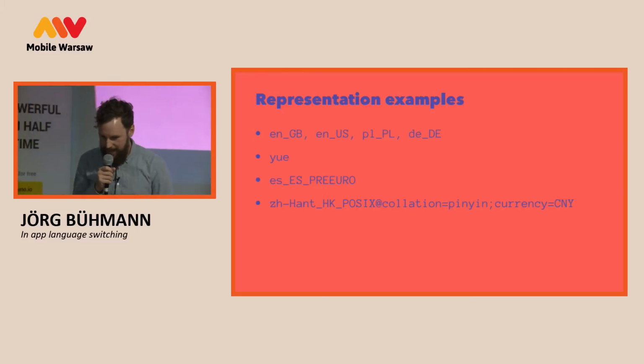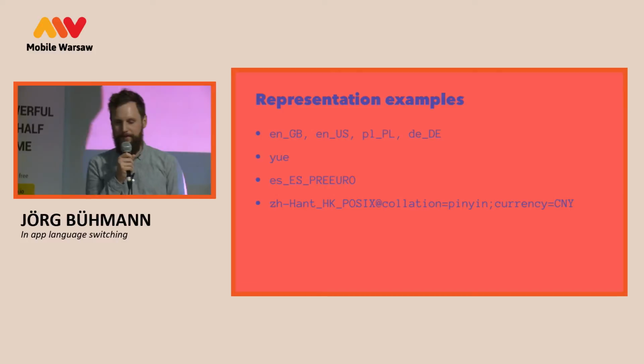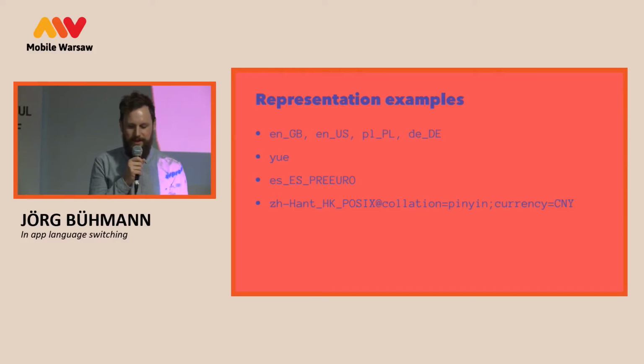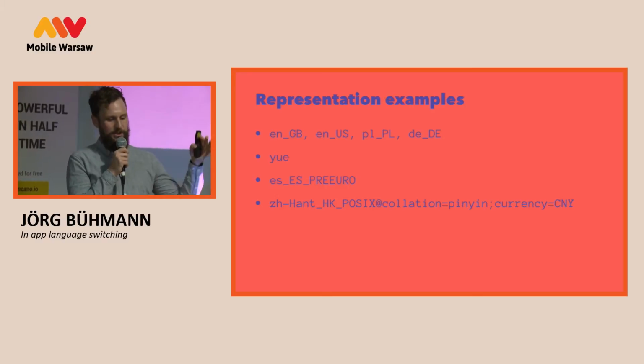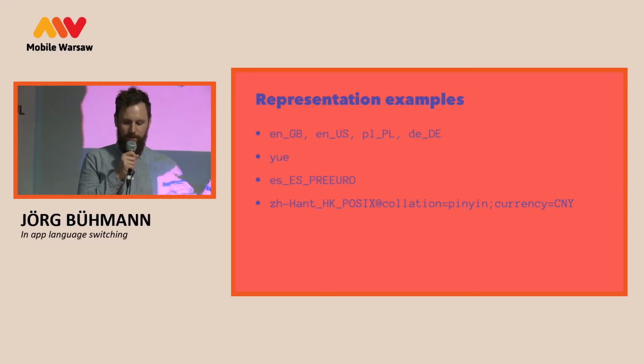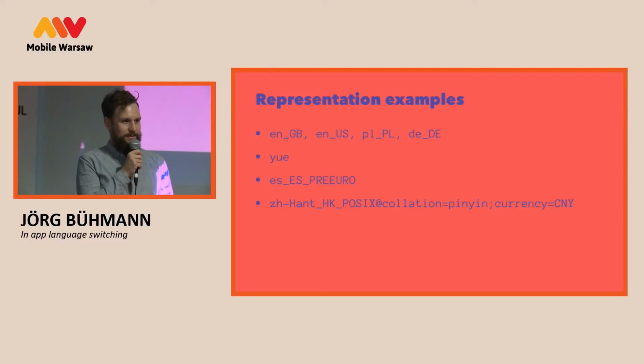So there are some international standards for how to represent that. You've probably seen, at least the programmers among you have seen, the first line is like English, Great Britain, English, US, Polish in Poland, German in Germany. That's easy. The next one, UA. Does anybody know that one?